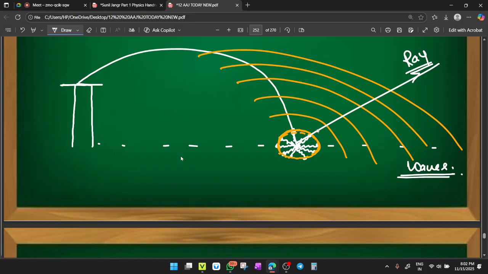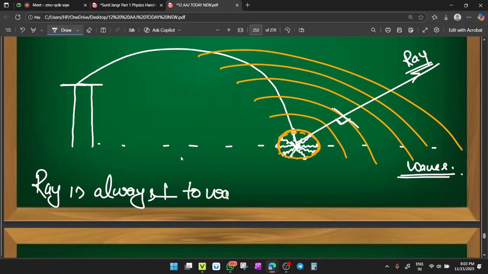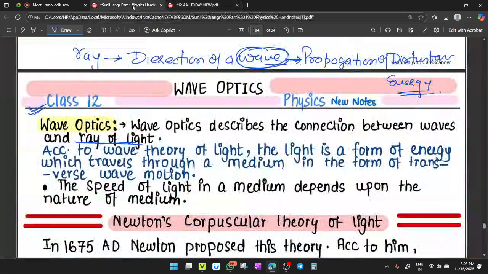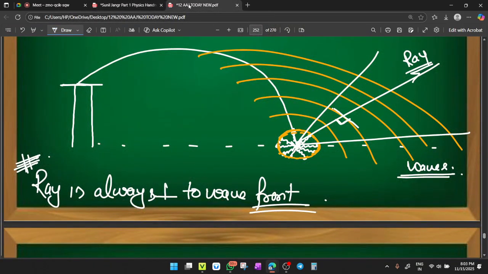The disturbance will propagate in the direction of the ray, and it is always perpendicular to the wavefront. So write this line: ray is always perpendicular to the wavefront. Clear or not? It is always perpendicular to the wavefront. Done. Got it?